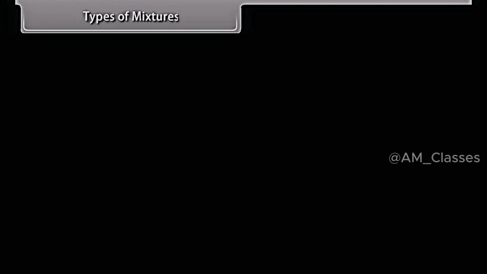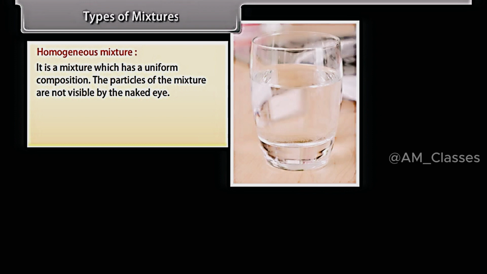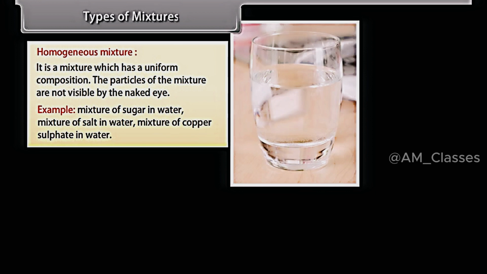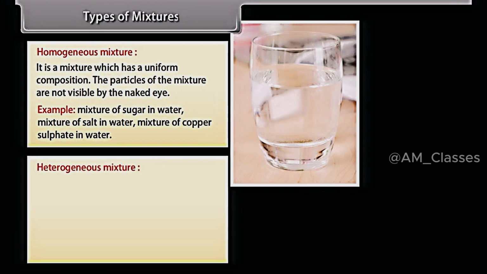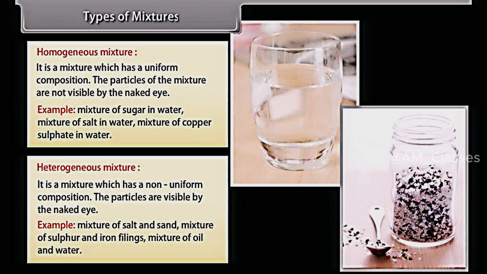Types of mixtures. Homogeneous mixture. It is a mixture which has a uniform composition. The particles of the mixture are not visible by the naked eye. Example, mixture of sugar in water, mixture of salt in water, mixture of copper sulfate in water. Heterogeneous mixture. It is a mixture which has a non-uniform composition. The particles are visible by the naked eye. Example, mixture of salt and sand, mixture of sulfur and iron filings, mixture of oil and water.